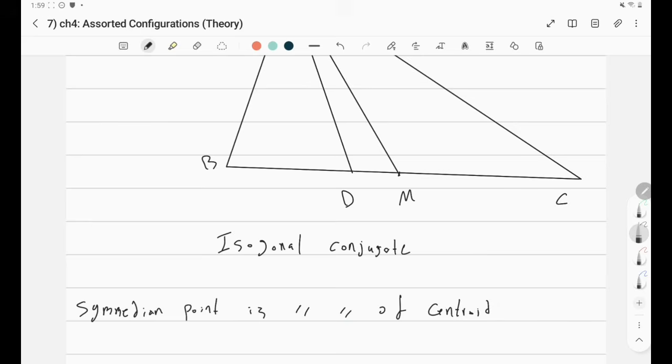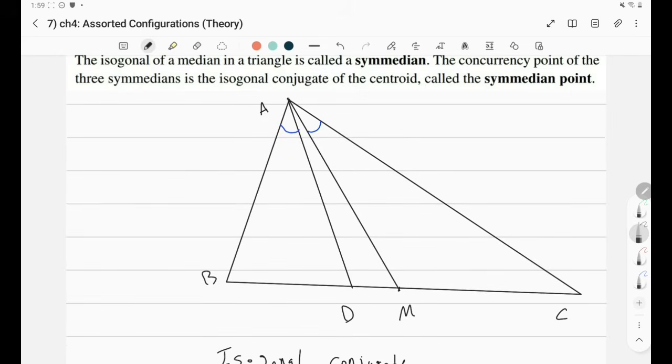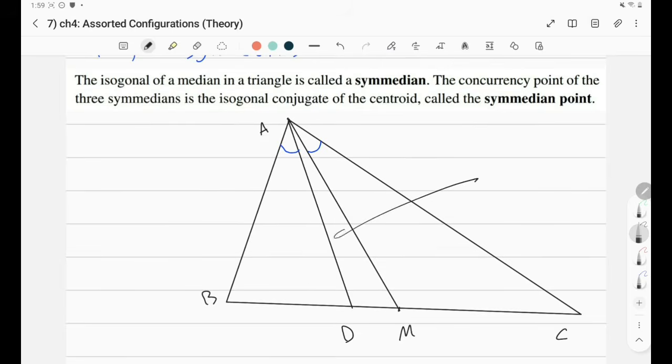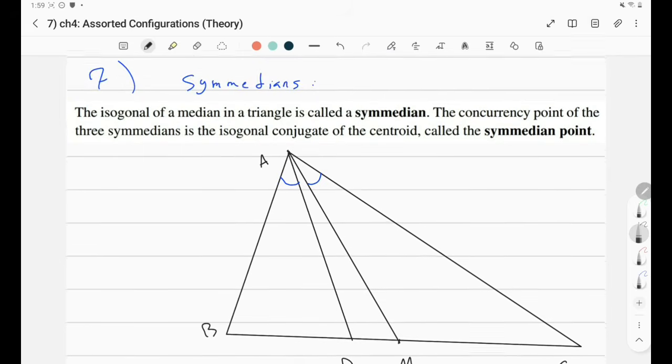All right. So yeah, that's literally the definition. But now, why do we even care about these symmedians? Why do we want to reflect this over the angle bisector and get these lines?